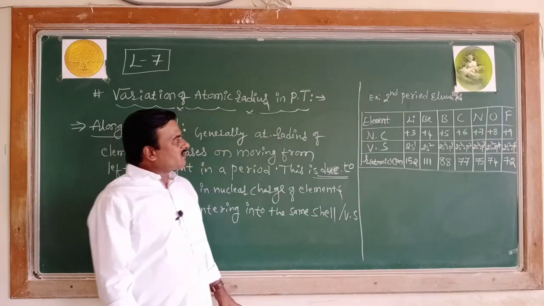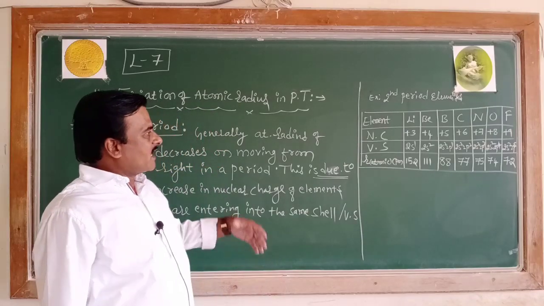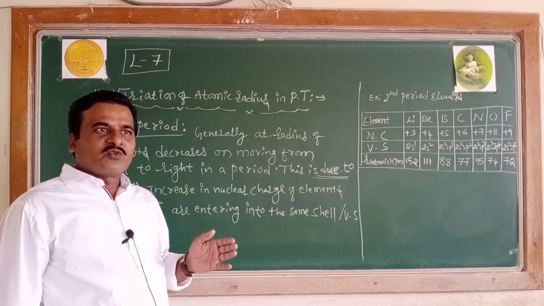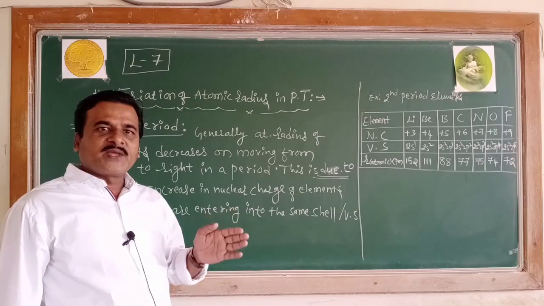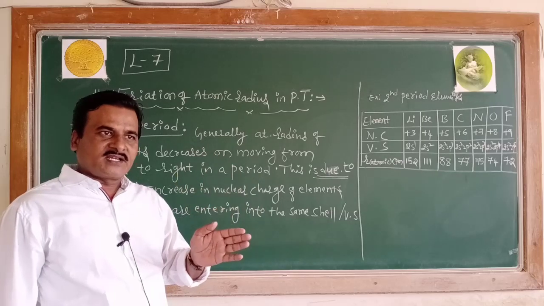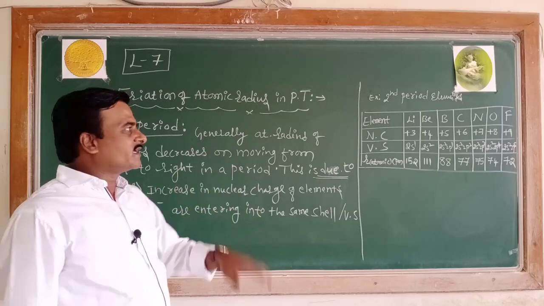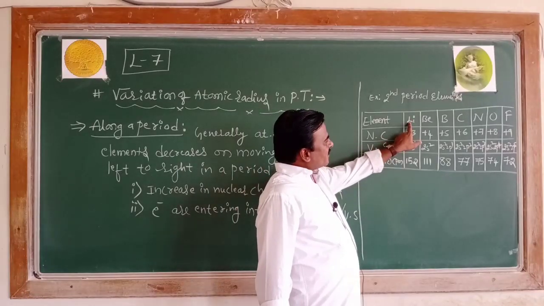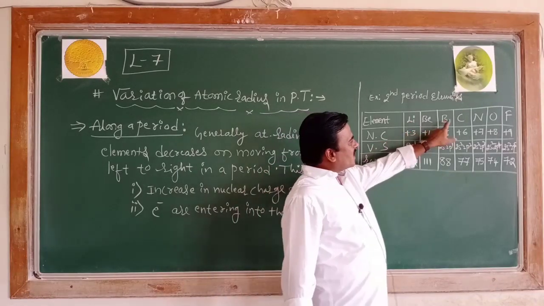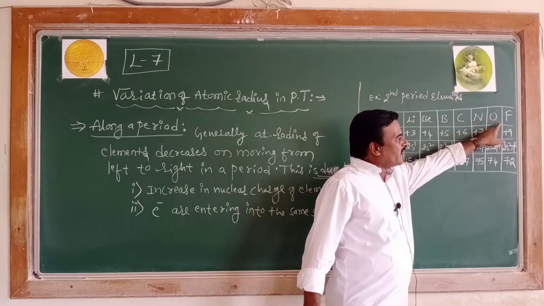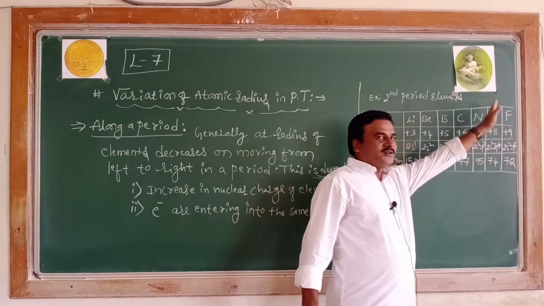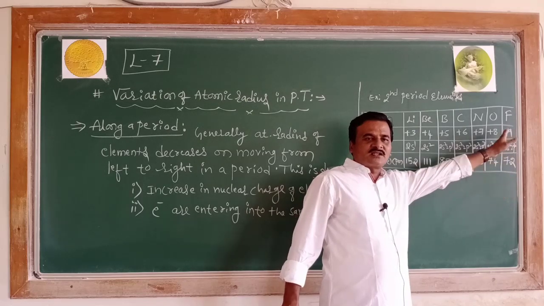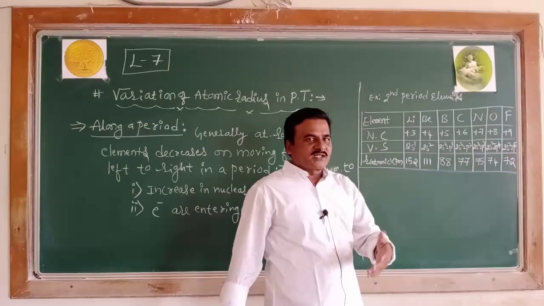So this table gives the variation of the atomic radius on moving from left to right in a period of the periodic table. See, the elements of the second period: lithium, beryllium, boron, carbon, nitrogen, oxygen, fluorine. Except here I have not mentioned the 18th group elements, the noble gases, which are an exceptional case.